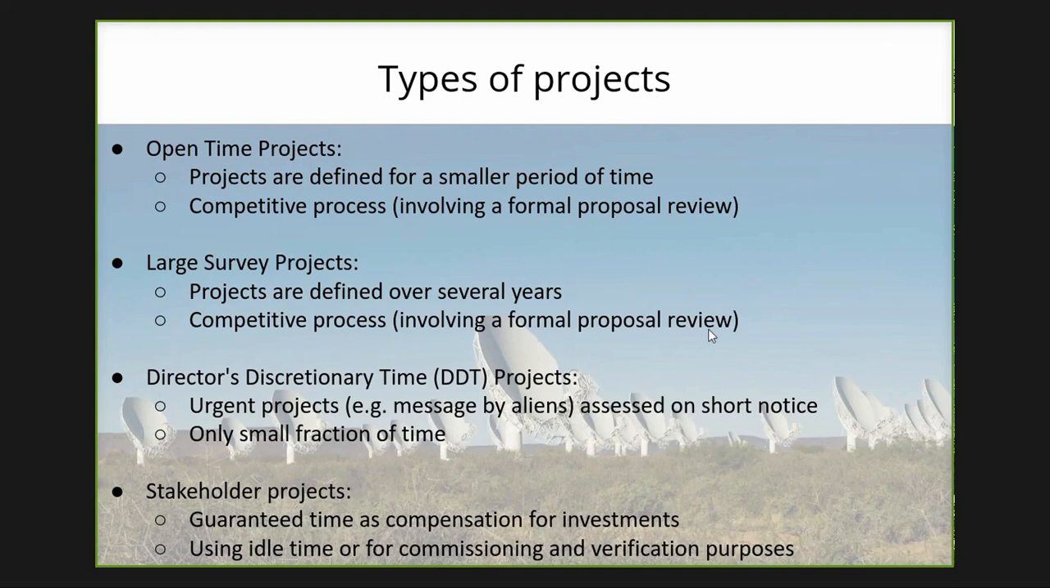Then there are stakeholder projects. So some institute has invested a huge amount of time under the condition, for this improvement that I have provided for the instrument, I want to have compensation in the form of guaranteed observing time for my institute's scientists, and nobody can touch it. This happens because it may be that the telescope improves such a lot that this is a good deal. And it's also true for MeerKAT, for example.